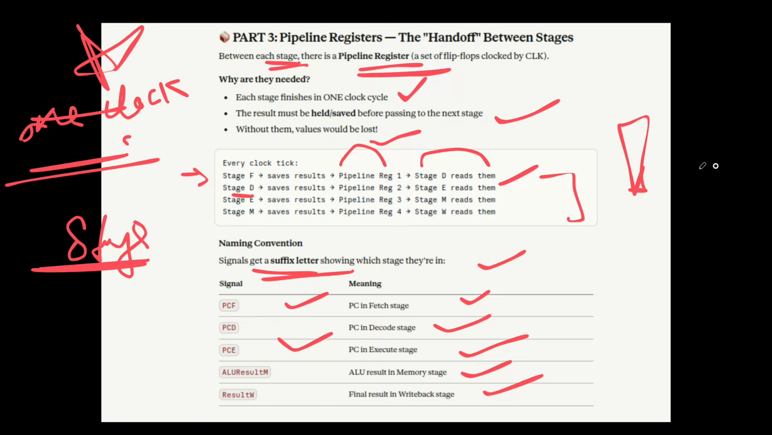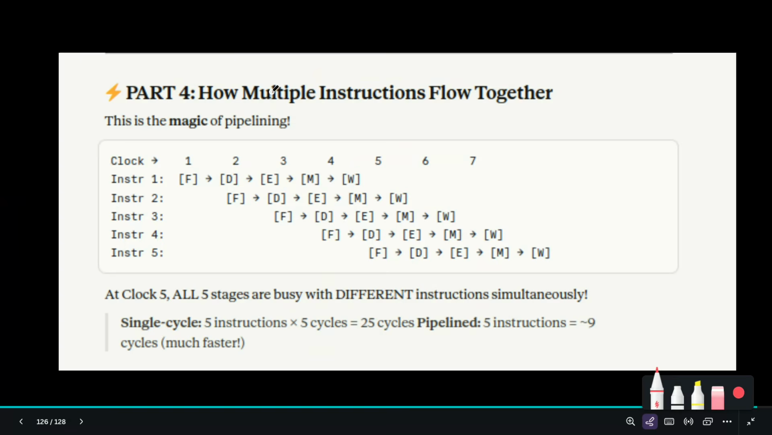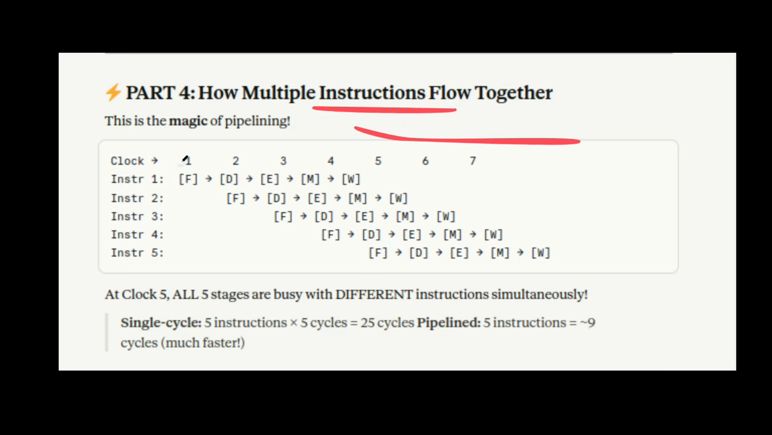Let's understand the next thing. How do multiple instructions follow the order? First, instruction 1 would be in the fetch stage. When it has completed the fetch stage and goes to the decoding stage, then instruction 2 would be in the fetch stage. Then in the next clock cycle, instruction 1 goes from the decoding stage to the executing stage, so instruction 2 would go to the decoding stage.